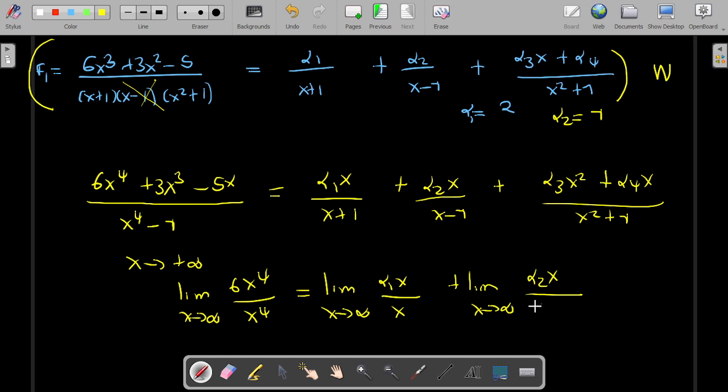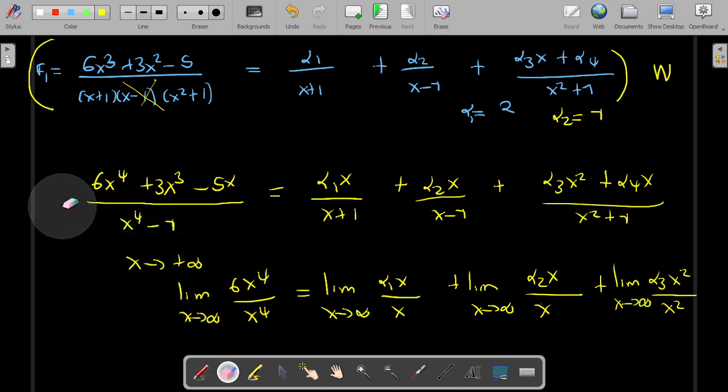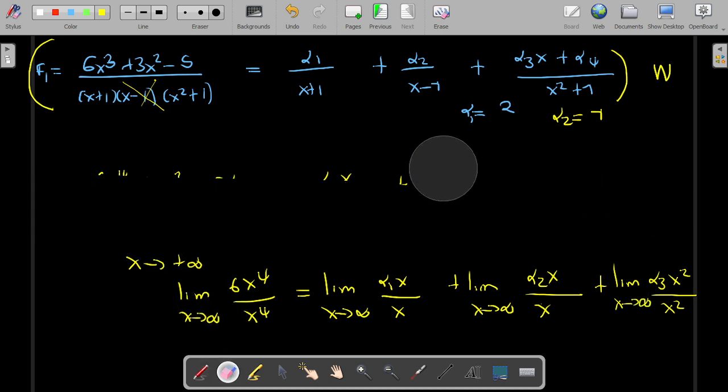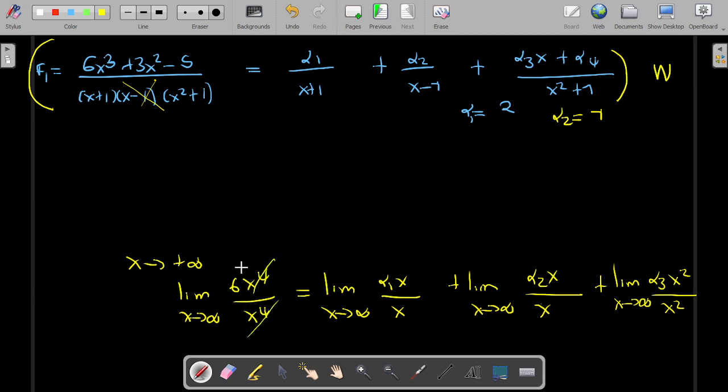So here we should have x, like so, and then plus the limit as x goes to infinity of alpha 3 x squared divided by x squared. Now here x is going to infinity, right? So here we're going to get rid of this middle part. We'll keep our top part because that is where we're seeing our f1, right? Now the limit here, you simplify a little bit. Now as x goes to infinity, we're just going to have the constant 6. So this is going to be 6.